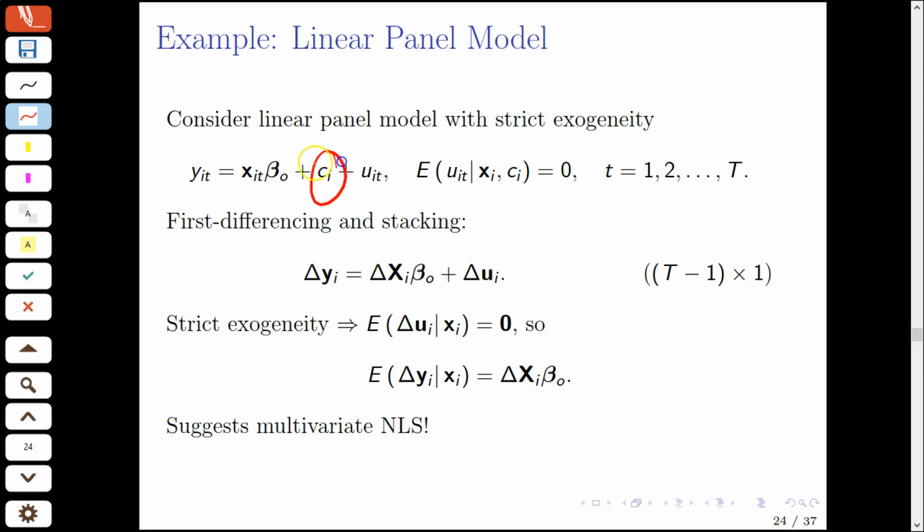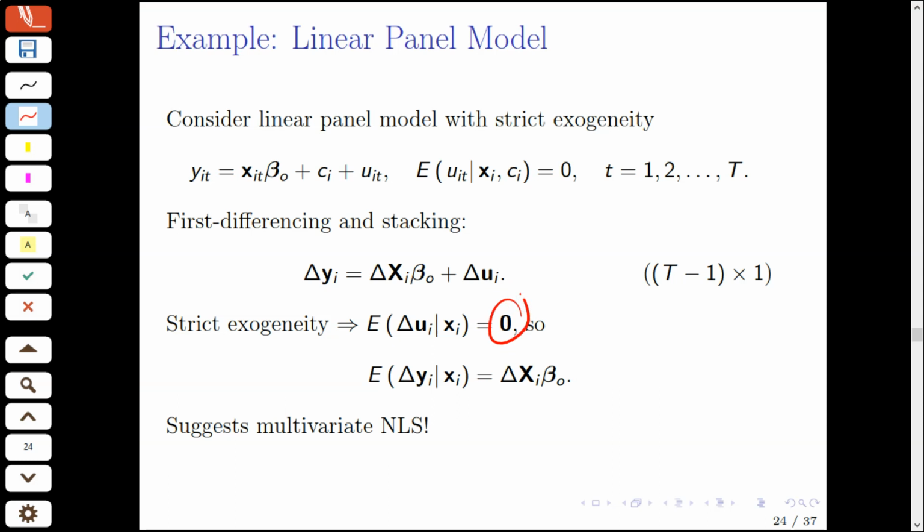Now, in order to control the individual effect, let's for now just compute first differences and stack over the remaining capital T minus 1 periods in order to obtain this equation system. Now, under our assumption of strict exogeneity, the vector delta u_i, given regressors in all time periods, is equal to 0.